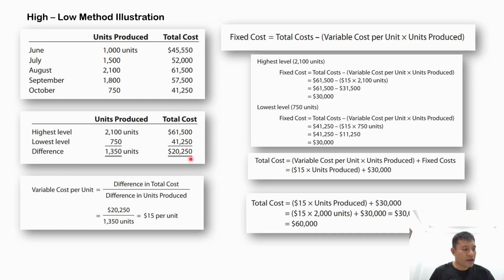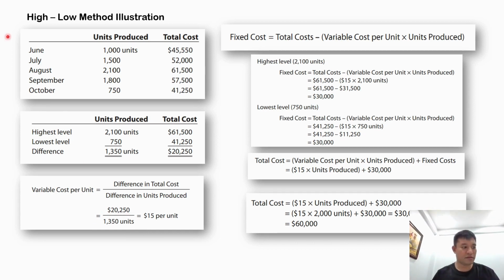So the variable cost per unit will be solved using the formula: the difference in total cost divided by the difference in units produced. So the difference in total cost is 20,250 divided by the difference in units produced, which is 1,350 units, and this is equal to $15 per unit.